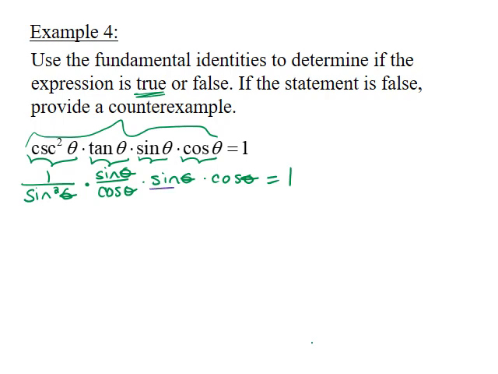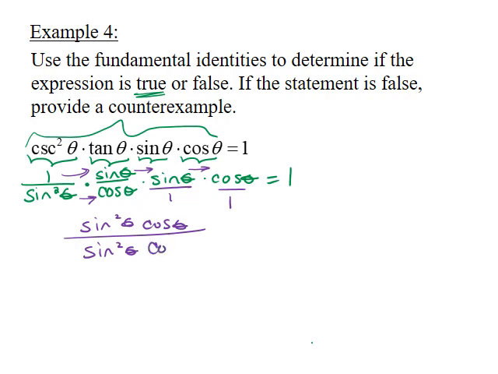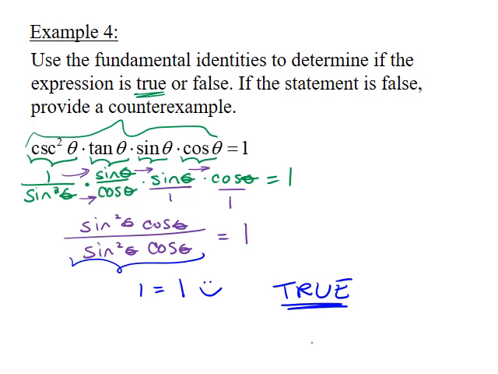Well, remember, if I'm multiplying fractions, I'm going to multiply across the top and across the bottom. And when I do, on the top I get sine squared of theta, because sine times sine is sine squared, times cosine of theta, all over on the bottom, sine squared of theta times cosine of theta. In this case, everything on the left-hand side cancels out. So I have 1 is equal to 1. This is a true statement, so we had a true expression. There's no need to provide a counterexample because this is true.